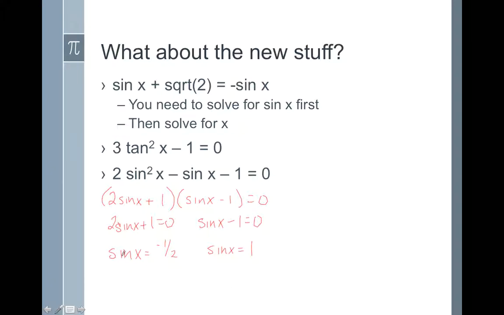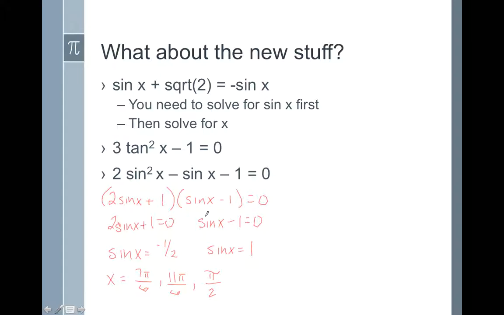And then I go around looking for the sine, or the y-coordinate, of negative 1/2. And that occurs at 30-degree angles in quadrants 3 and 4. And what are those? 7 pi sixths and 11 pi sixths. And the only place where sine of x is equal to positive 1 is at 90 degrees, which is the same as pi halves. And there you go. You get 3 answers, which you could check. You could plug them in and make sure it worked.